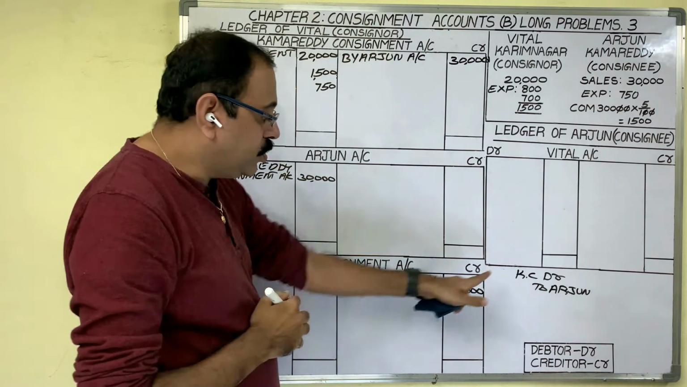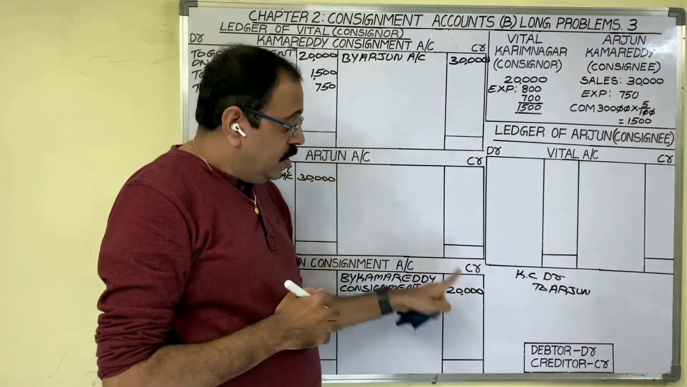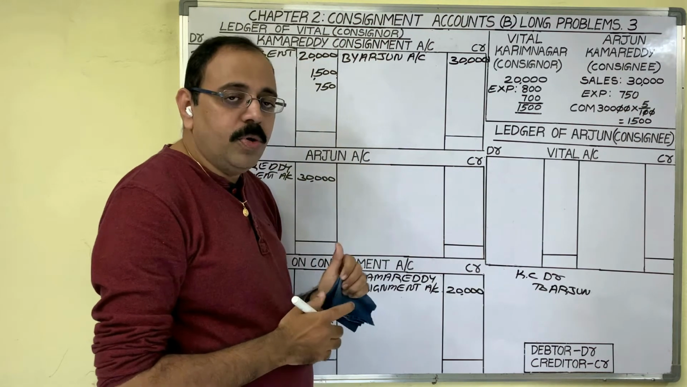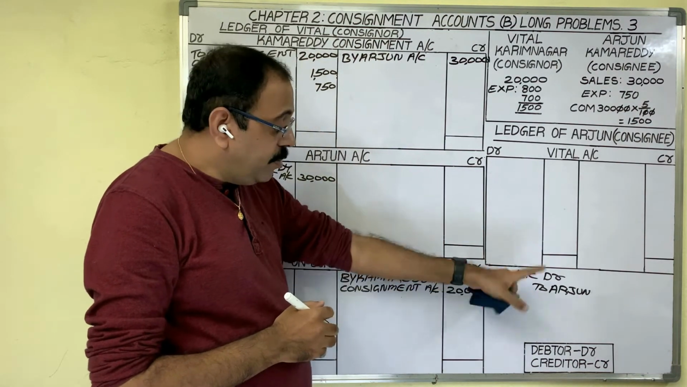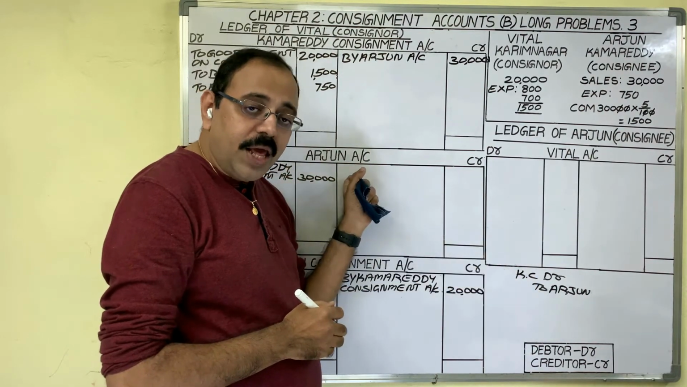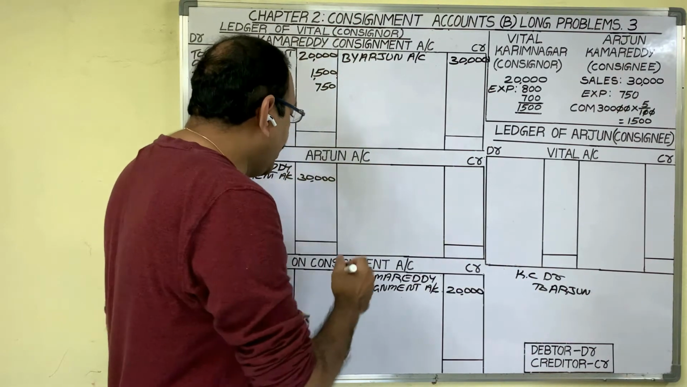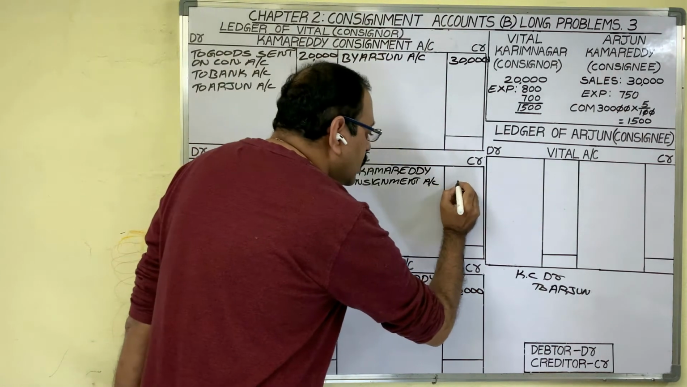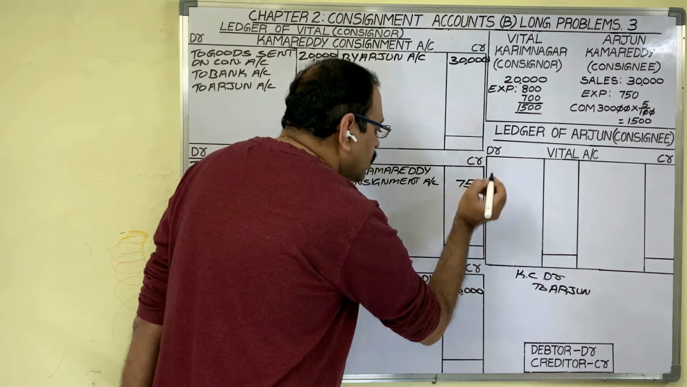Same entry will be posted in Arjun account also. Arjun account is credited. So in Arjun account, credit side we have to post. And what to write? Debit side. We wrote Kamareddy consignment account now. That account name we should mention. By Kamareddy consignment account. Amount is 750 rupees.